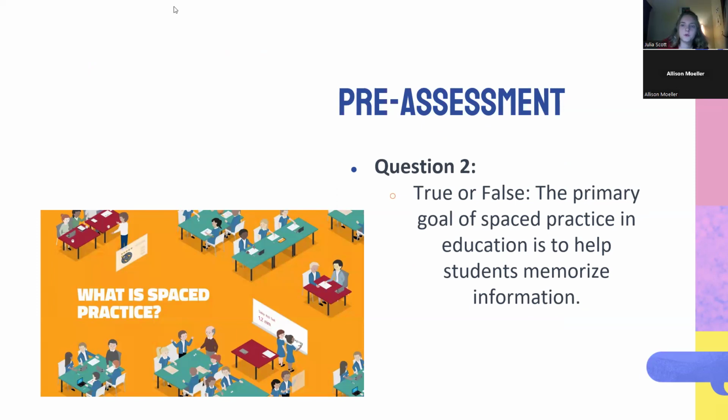Question 2, true or false? The primary goal of spaced practice in education is to help students memorize information. True or false?